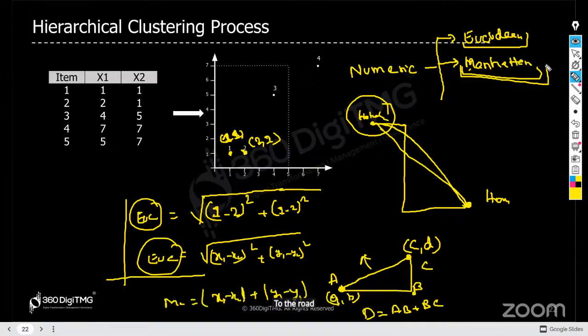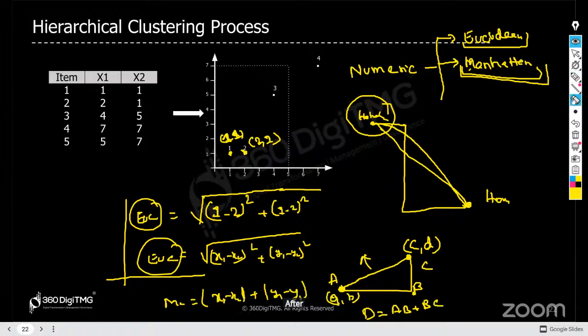We will not directly jump from A to B. Yes, we can do it in flights. We will go with the shortest path of the flight, but we can't do the same on roads. We can't jump from one building to another building. So to do it, we will use Manhattan distance.